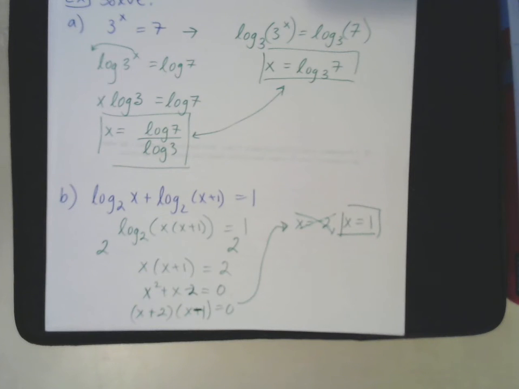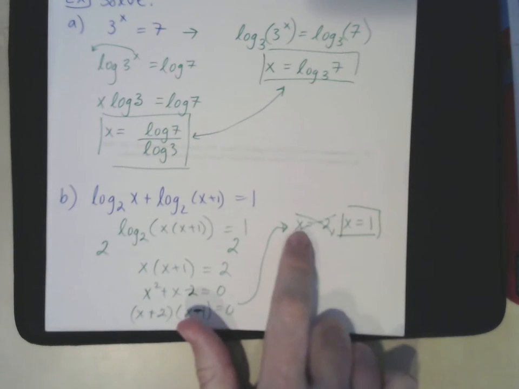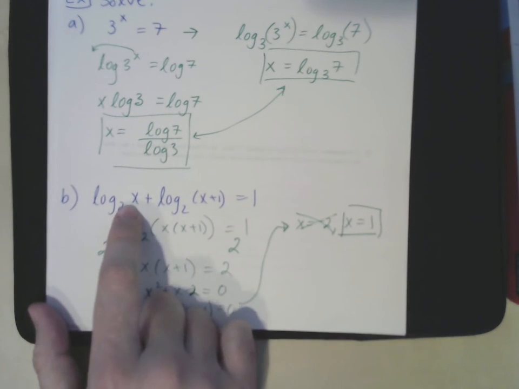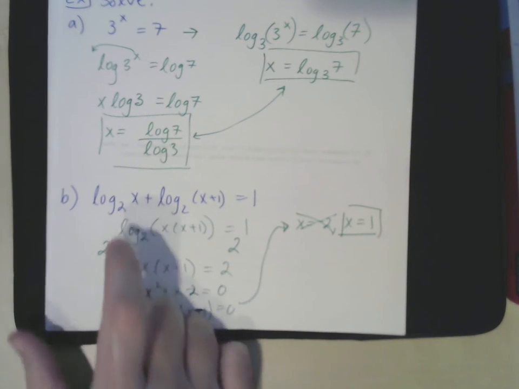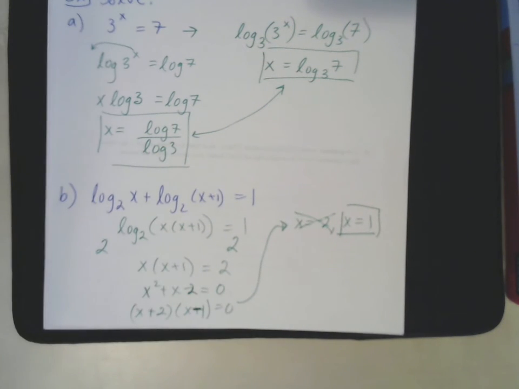That's because our domain doesn't allow for negatives in the argument. Since this is just log base 2 of x, we have to make sure there's no negatives there.